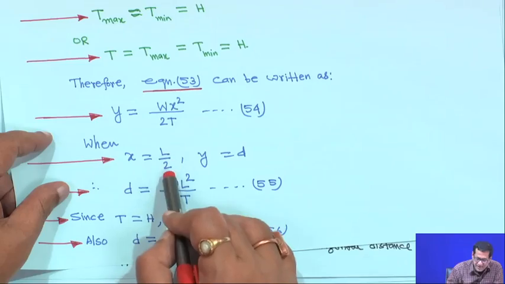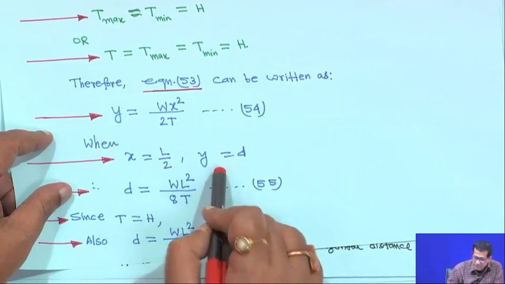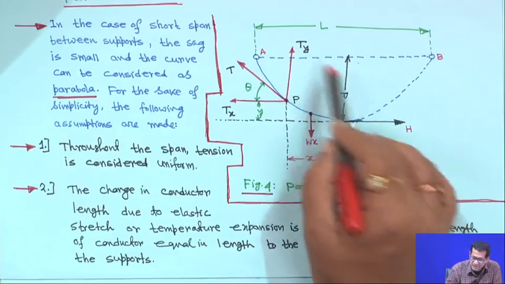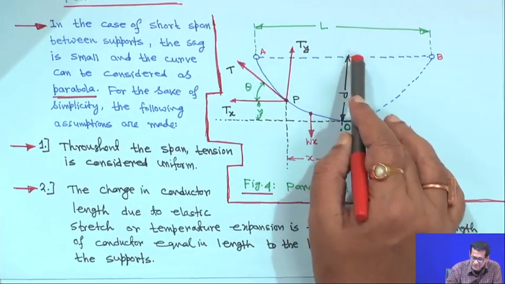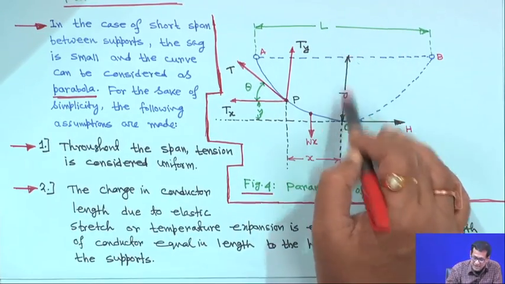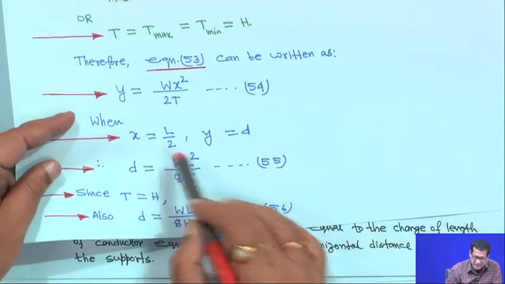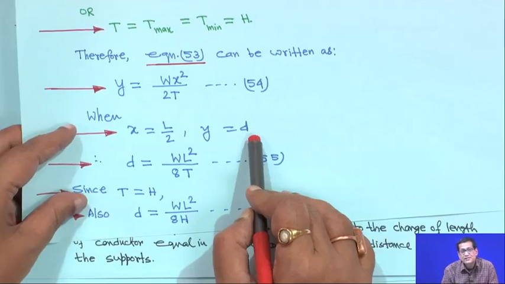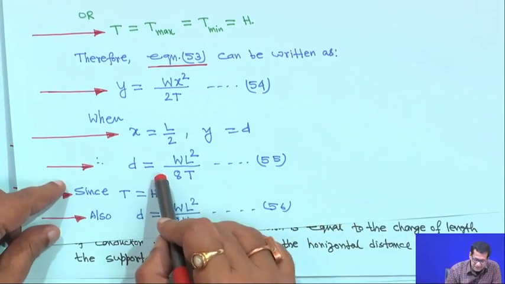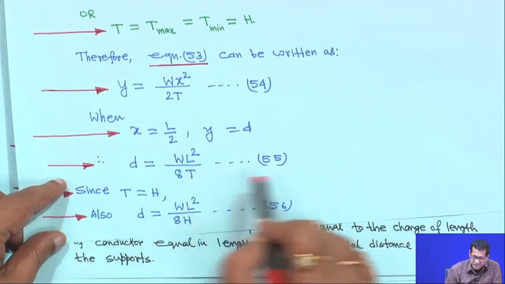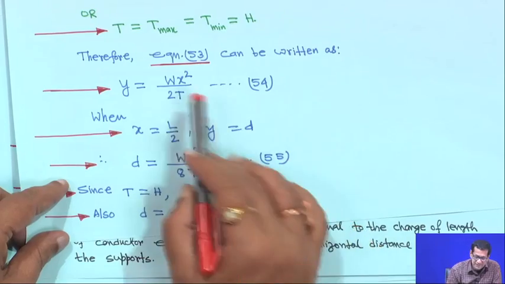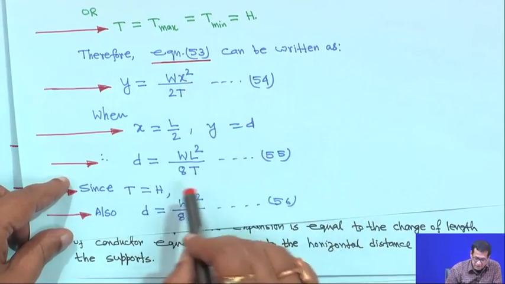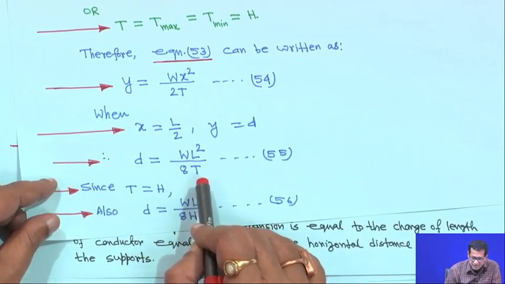When x is equal to capital L by 2, then y is equal to d, that means this is the midpoint, and the total length is L. So, when x is L by 2, the sag will be d. Therefore, d is equal to W L square by 8 T, this is equation 55, because here you substitute y is equal to d and x is equal to L by 2.